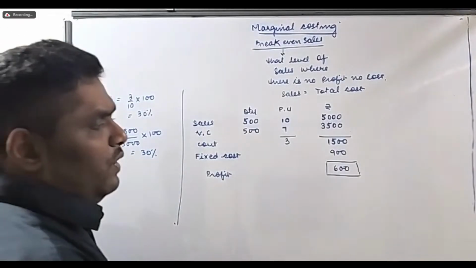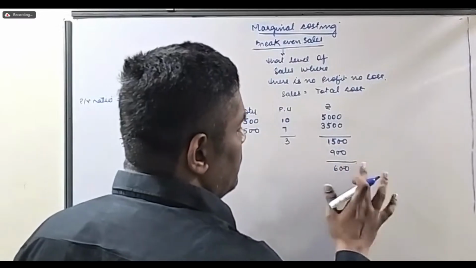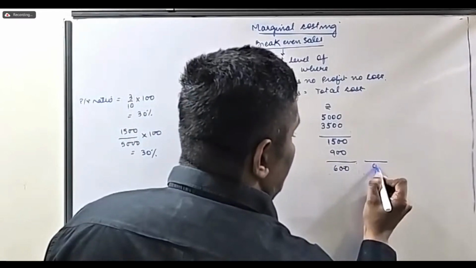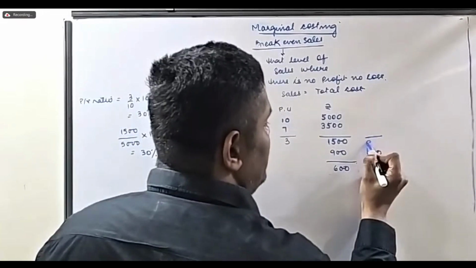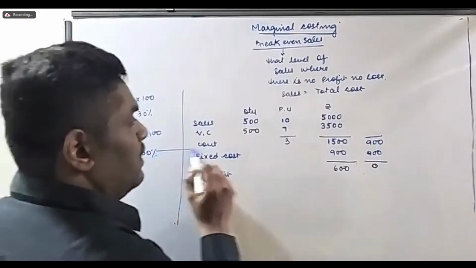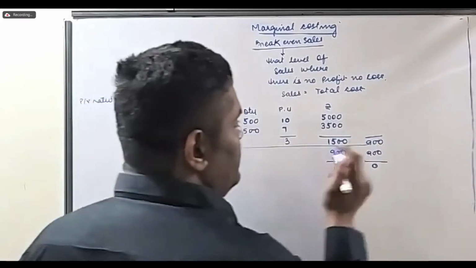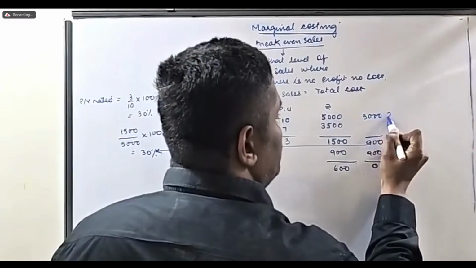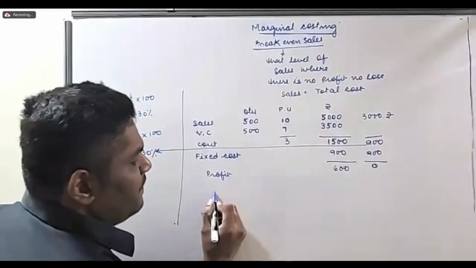Now, if we want to calculate the break-even sales, very simple. My desired profit is 0. My fixed cost is 900. So this will be 900. This 900 is 30% of sales. So how much will be my sales? 3,000 rupees. So again, how did I calculate? Very simple.